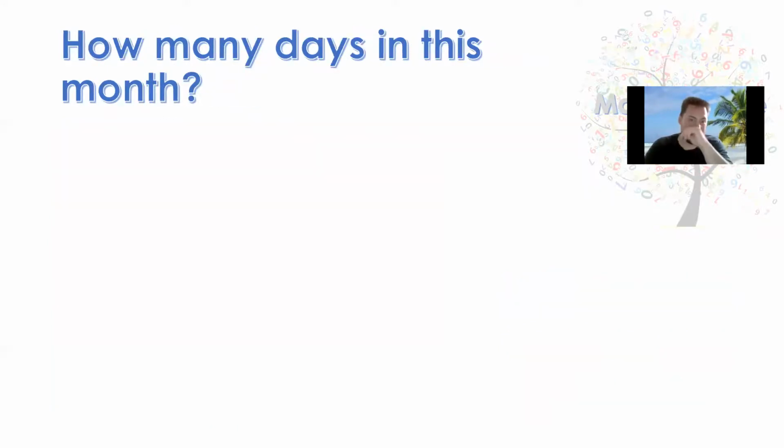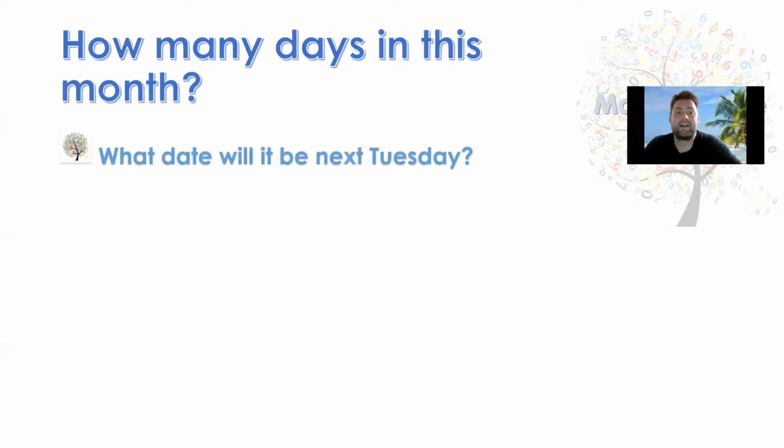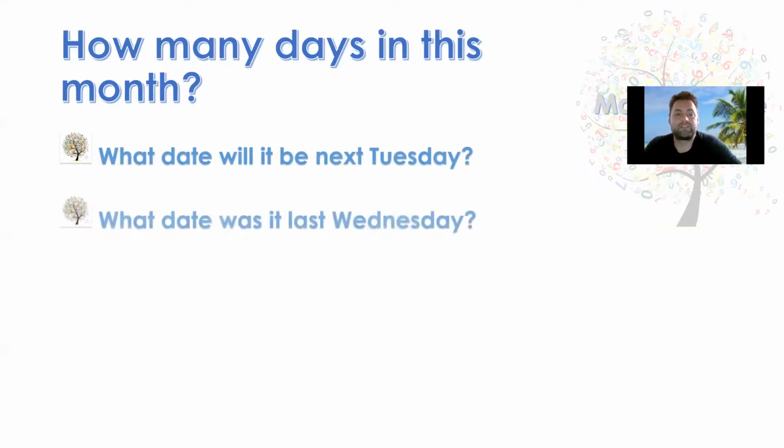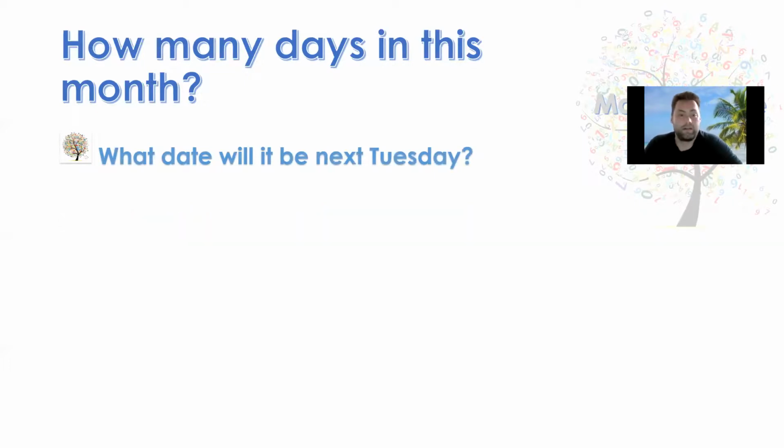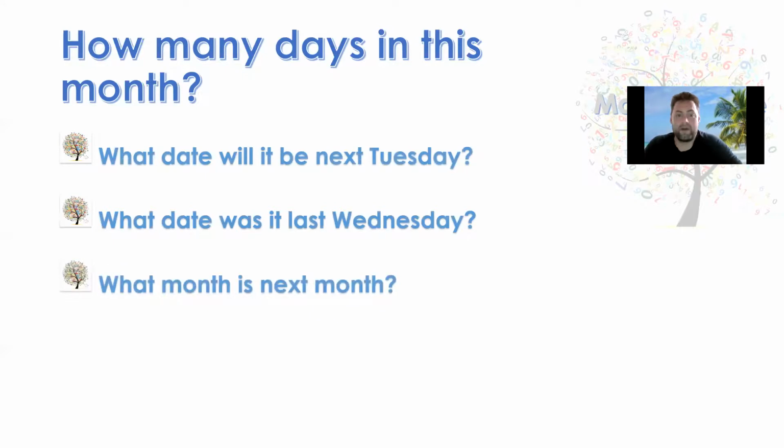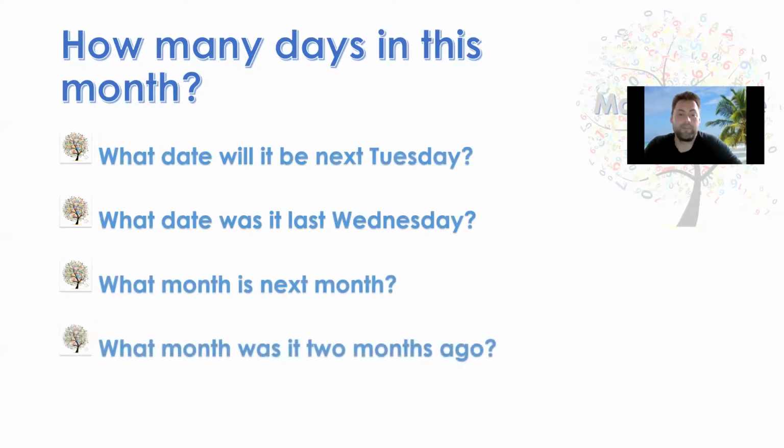Right, how many days are there in this month? We're in July. How many days are there? What date will it be next Tuesday? What date was it last Wednesday? What month is next month? And what month was it 2 months ago? Okay, pause the video, let's do the answers.